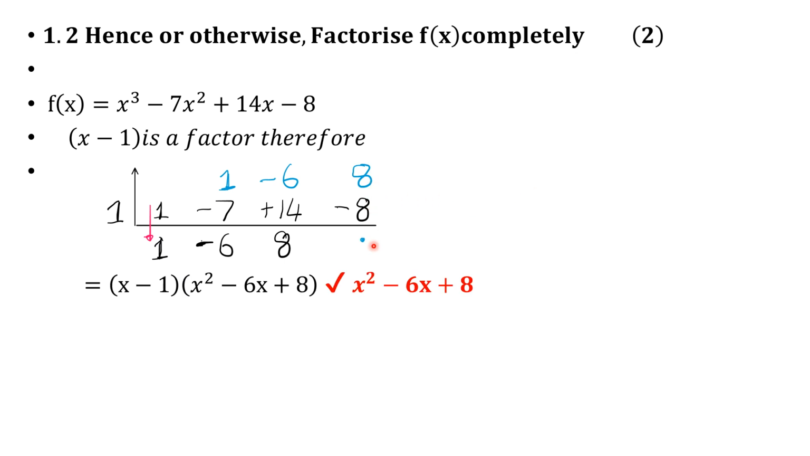8 minus 8 must give me 0. So the last value must always be 0. My apologies. That is how you know that you've done the problem correctly. Right, so now what do I have? The whole equation breaks up into a binomial and trinomial as x minus 1 times 1x squared minus 6x plus 8.